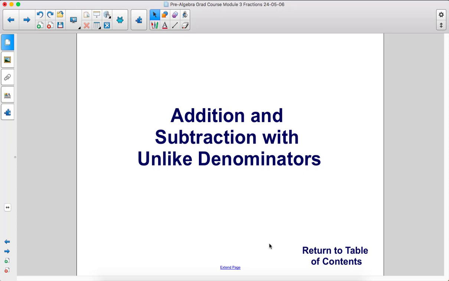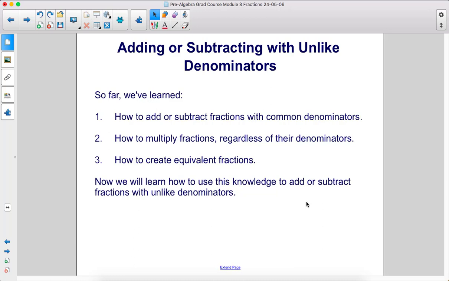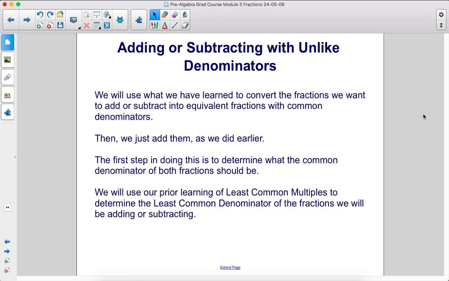Addition and subtraction with unlike denominators. So far, we've learned how to add or subtract fractions with common denominators, how to multiply fractions regardless of their denominators, and how to create equivalent fractions. Now we will learn how to use this knowledge to add or subtract fractions with unlike denominators.